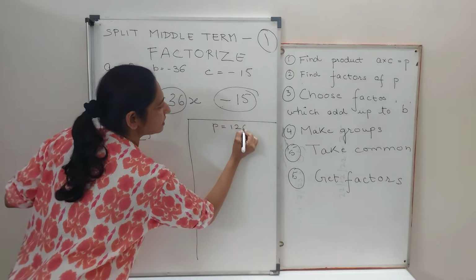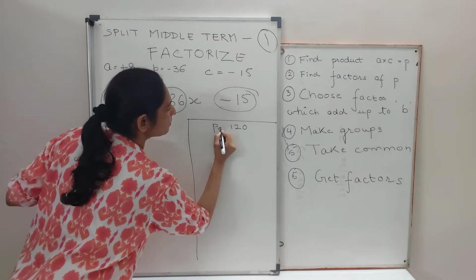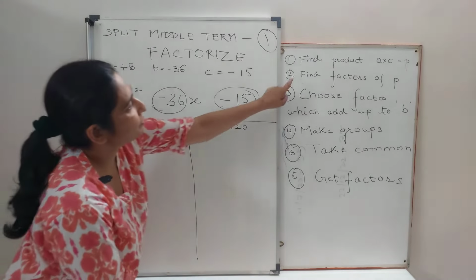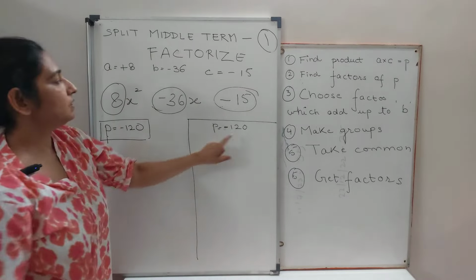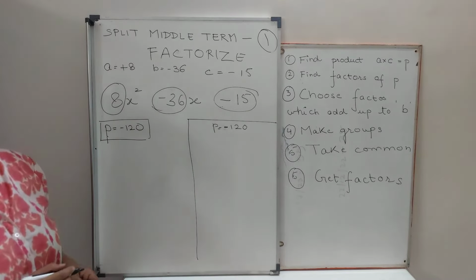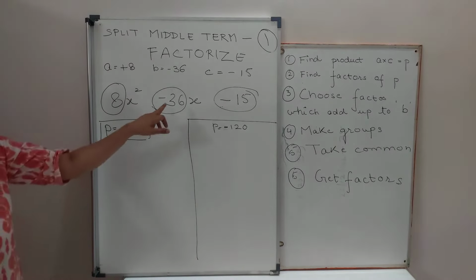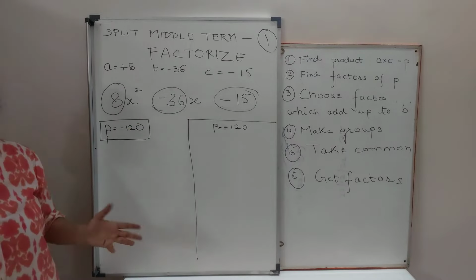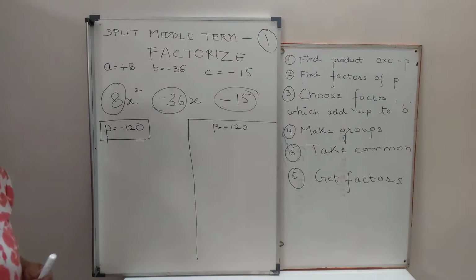We have to find the factors of P. P is minus 120. Now here is where the main problem comes, and children don't know how to find the factors. I don't know how many factors there will be, how to find them?